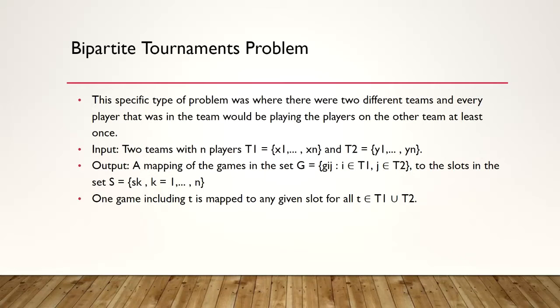So the output will be a mapping of games where there's a set G, where g of i j, where i is contained in T1 and j is contained in the set T2, where the slots will be set to s k, where k will equal the number of equal players on both sides of the team. One game including t is mapped to any given slot for all t that is contained within the union of T1 and T2.